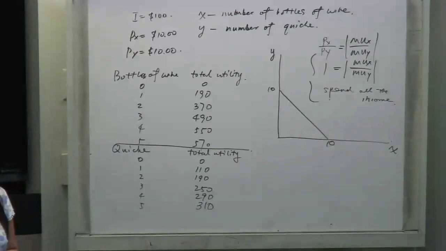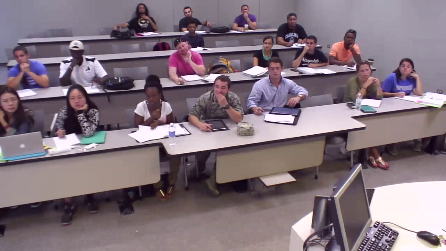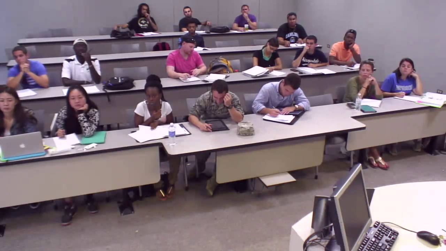So do you think I gave you enough information for you to figure it out now? Is the marginal utility the change from one additional unit? Yeah. Let me ask you, what is the marginal utility of consuming the second bottle of wine? 370 minus 190, right? So that would be... What is the marginal utility of consuming the second quiche? 80. And the ratio of these two is equal to? Not 1. So we know that consumption bundle does not satisfy that. You see that? Okay. So that's the way we do this problem.